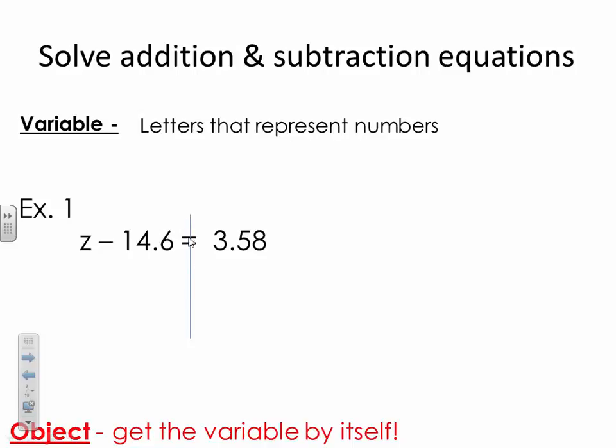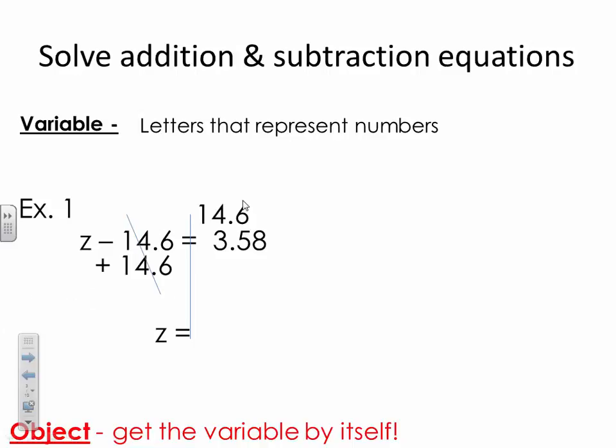I'm going to divide this into two sides. The equation has a left and a right. So I want to get z by itself. It is a subtract of 14.6. So I want to get z by itself. I'm going to do the inverse. I'm going to add 14.6. That cancels out the 14.6, gives me what I want, the object here, which is z by itself. Whatever you do to one side, I'm going to do the same thing to the other side.